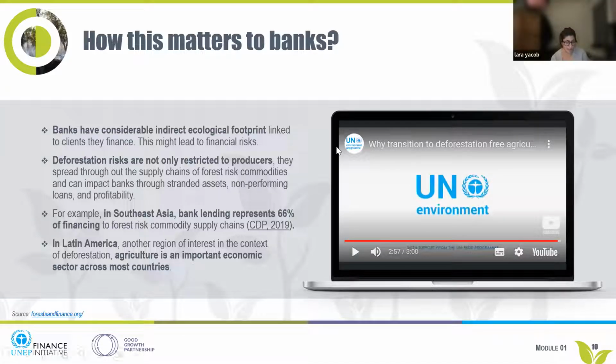Thank you, Federica. Yeah, and I think the need for this coordinated effort is even more acute in regions of high land use or deforestation. So for example, here on the slide, we see in Southeast Asia, bank lending represents 66% of financing to forest risk commodities. And in Latin America, we see a similar trend with regards to the importance of agriculture to the economy. Next slide, please.